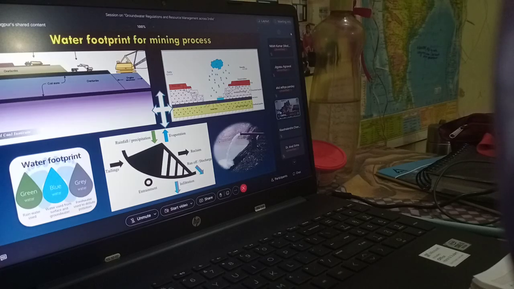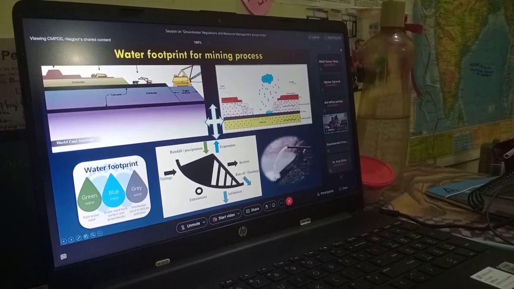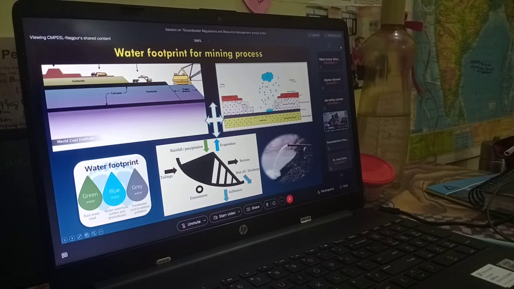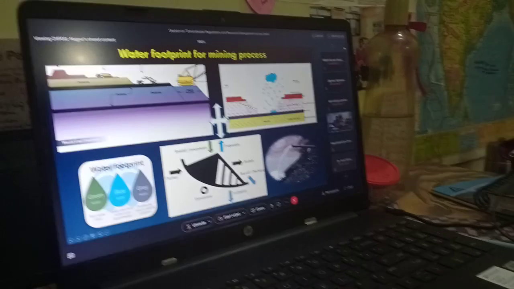Mining activity. There is a seepage of groundwater into the mine excavated area. Together we have the rainwater accumulation as well as the groundwater seepage accumulation. So when we compare this with the mine cycle, at the bottom you can see this precipitation as well. Precipitation is the green water in terms of footprint, and the groundwater seepage is blue water.